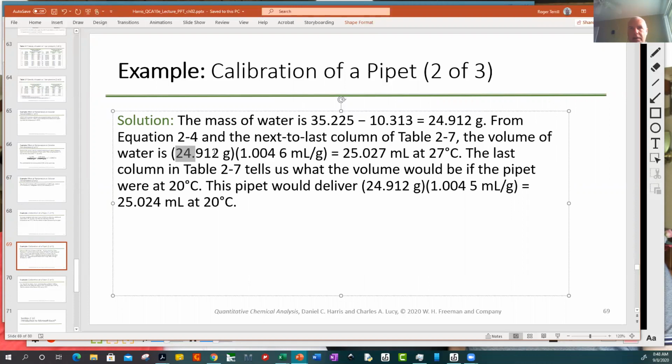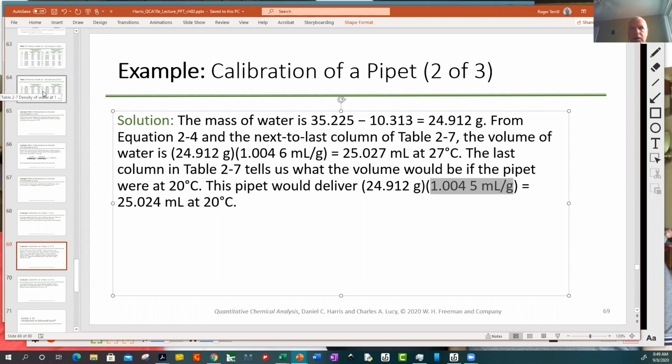And then you're going to take that mass, multiply by the inverse of the density, right? That'll give you the volume at 27 degrees C. Right? And then you can take this mass and multiply it by, there's a third column in that table, which is you can take the mass at whatever temperature and correct it to 20 degrees C, right?